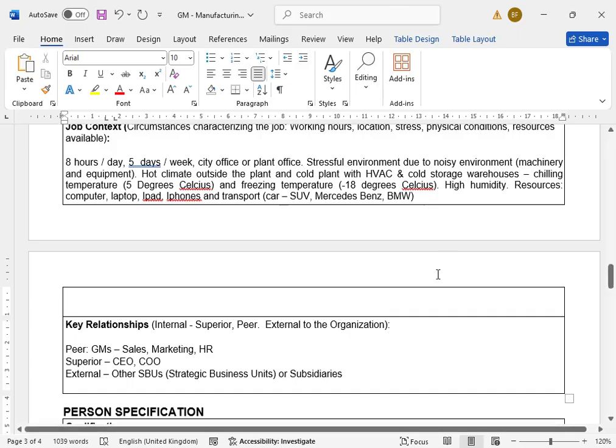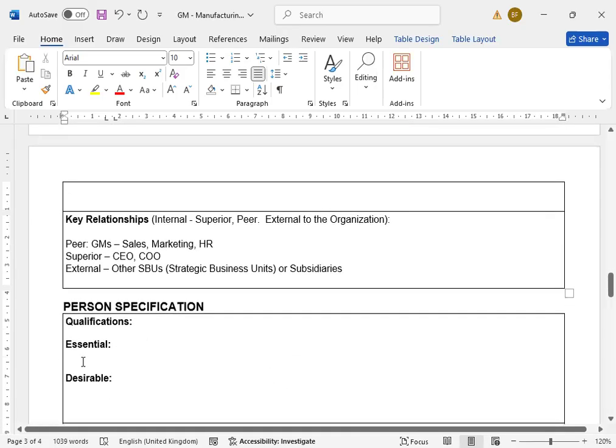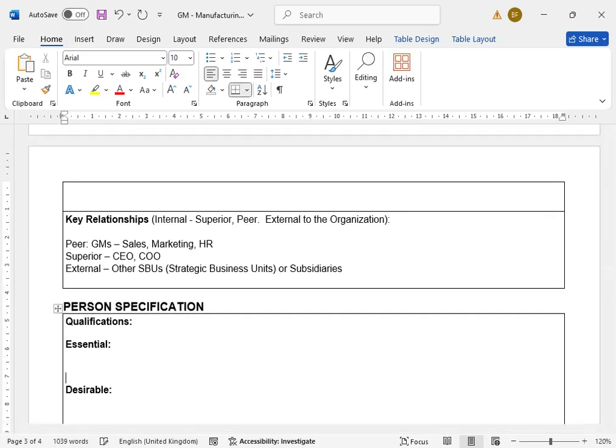That's it for the key relationships. What about the qualifications? There are two kinds. One is essential, the other one is desirable. Desirable is not really important. What's important is the essential, because this is what the company really needs. Desirable is okay: if he has that qualification, fine; if he doesn't, it doesn't matter.